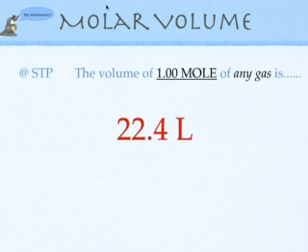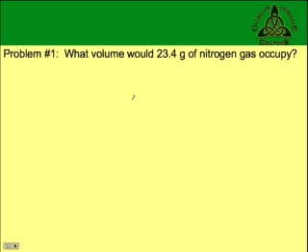Ooh, that means we're going to have to do dimensional analysis. Let's try some of that stoichiometry. Here's our conversion factor. We said that 1 mole of anything is equal to 22.4 liters. What volume would 23.4 grams of nitrogen occupy? Grams? Grams isn't related to that conversion I just had. What the heck?